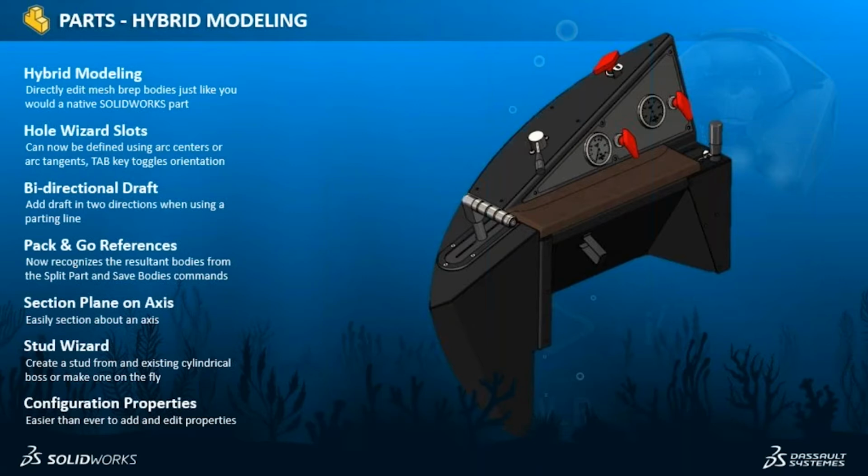Hole wizard slots can be identified now with a tab key and kind of attach to the arc center. That's more easily shown than described, so I'll take you through what that looks like. Bidirectional draft when using a parting line. We did have some issues with that. I know at first I was like, well, couldn't we do bidirectional?